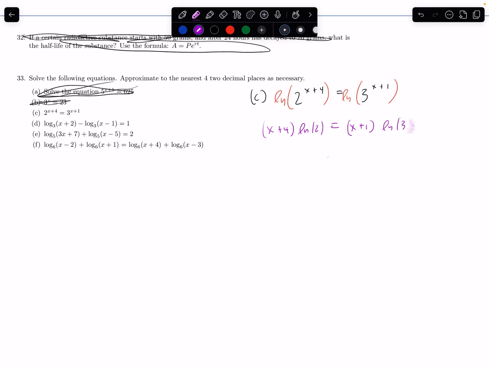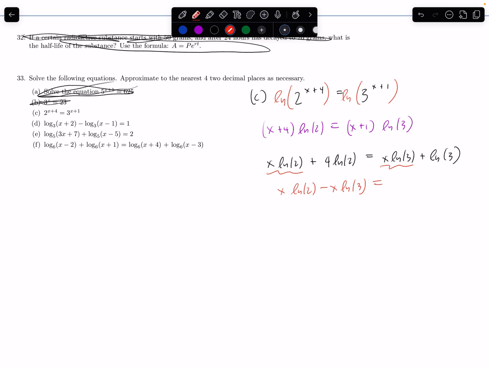And now I have to do a little algebra here to get my x's by themselves. First thing I have to do is distribute this, or distribute that, whichever way you want to look at it. I get x ln of 2 plus 4 ln of 2. On the right, I get x ln of 3 plus ln of 3. That's what happens if you just FOIL out, right? Just multiply out. Now I'm going to gather things that have x's in them. So here on the left, I have x ln of 2 minus x ln of 3.